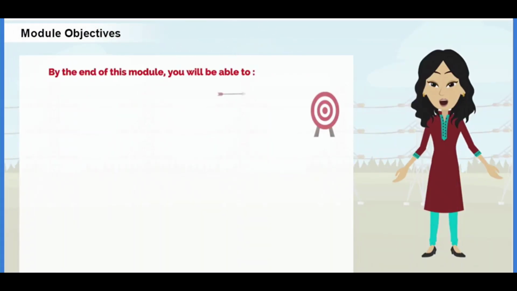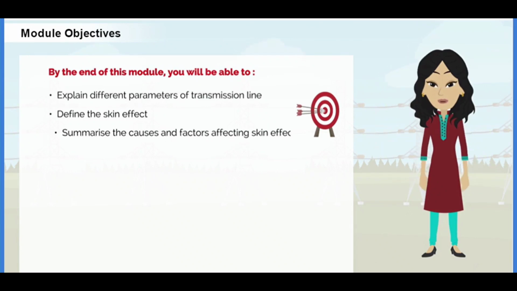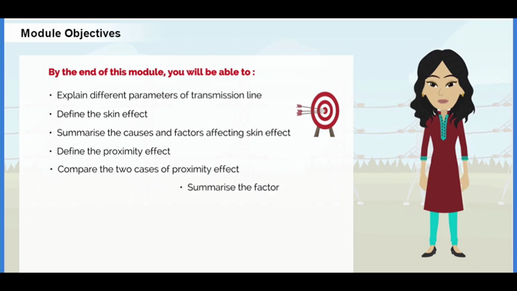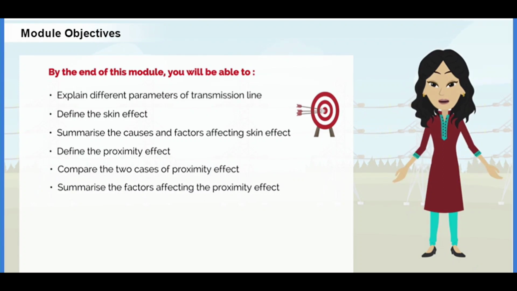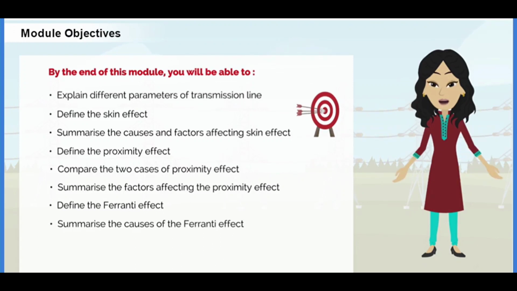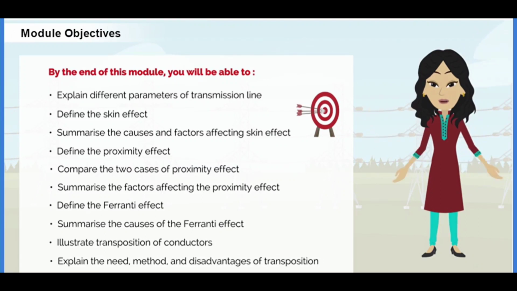By the end of this module, you will be able to explain different parameters of transmission line, define the skin effect, summarize the causes and factors affecting skin effect, define the proximity effect, compare the two cases of proximity effect, summarize the factors affecting the proximity effect, define the Ferranti effect, summarize the causes of the Ferranti effect, illustrate transposition of conductors, explain the need, method, and disadvantages of transposition.